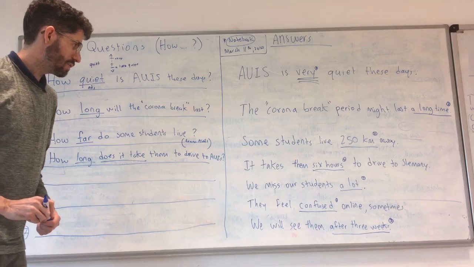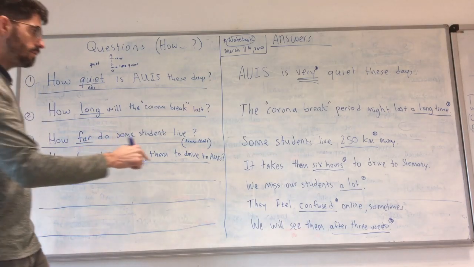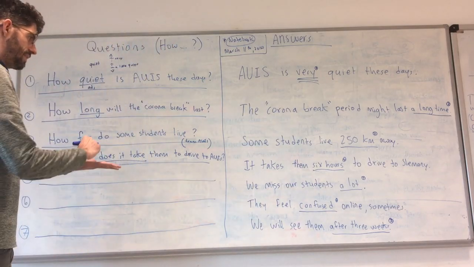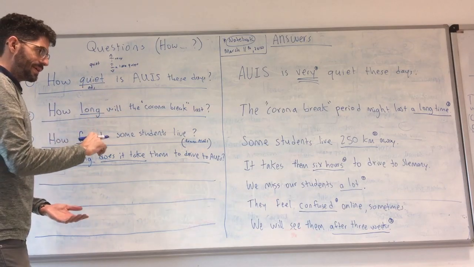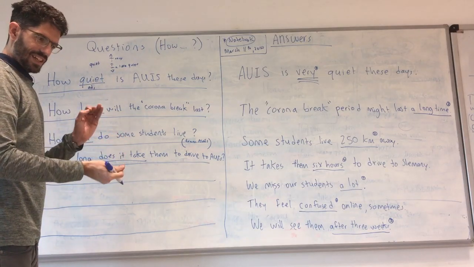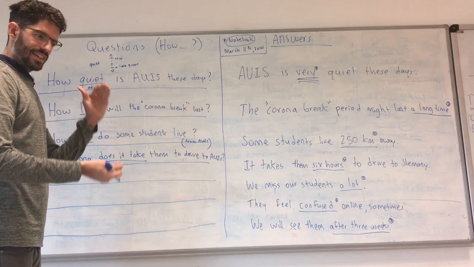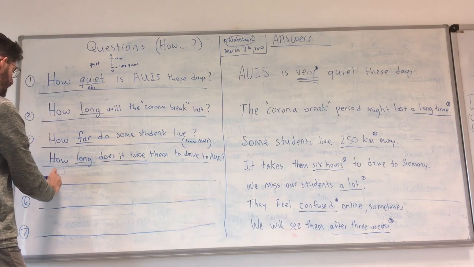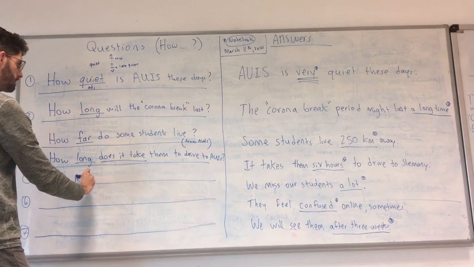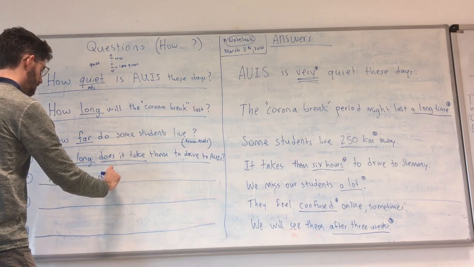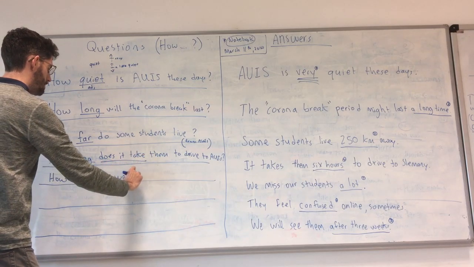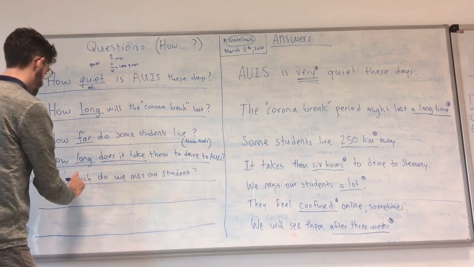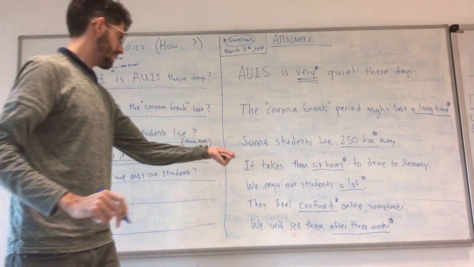Number 5, we miss our students a lot. So the key word is a lot. So miss, and I want to know a little, a lot. Okay, so I'm going to use how again. All of these are how questions. How much do we miss our students? Okay, how much? We miss our students a lot.